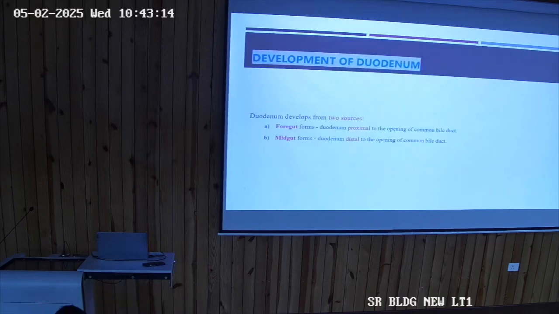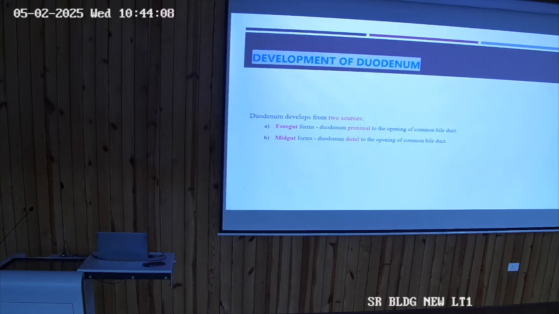Next, development of the duodenum. Now duodenum is basically in between the foregut and the midgut. Some part of the duodenum is derived from the foregut and some part is derived from the midgut. That is, the part proximal to the duct is derived from the foregut and distal to the duct is derived from the midgut. Because of the movement of the stomach, it also rotates towards the right side and forms a C-shaped structure on the right side. The convexity of the C is on the right side and the concavity of the C is towards the stomach on the left side.